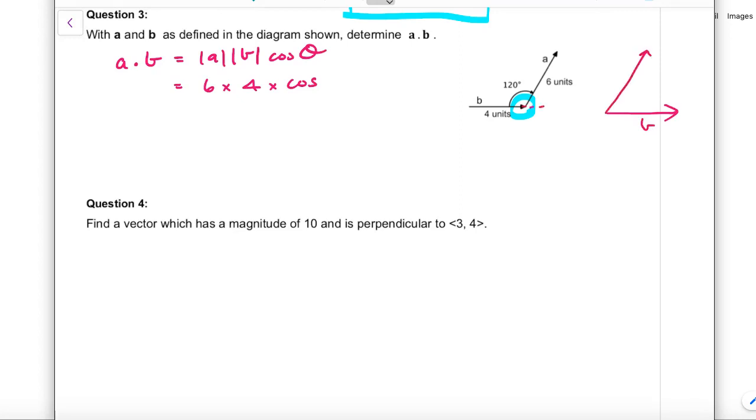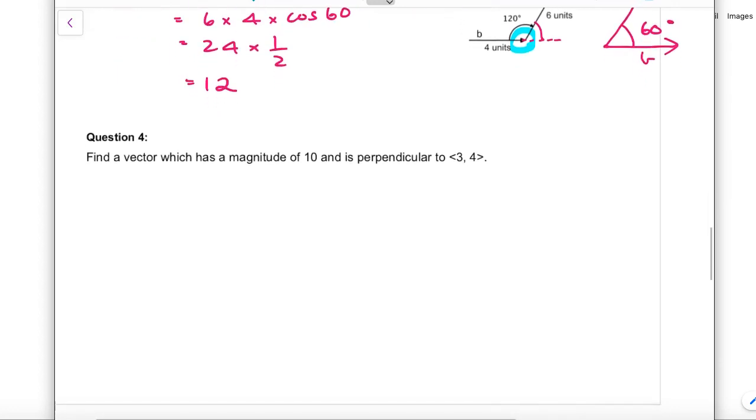Essentially, it's just moving B onwards. And so the angle between them is in fact 60 degrees. So I would like the cos of 60. So I've got 6 fours are 24, and the cos of 60 is a half. So the scalar result is 12.